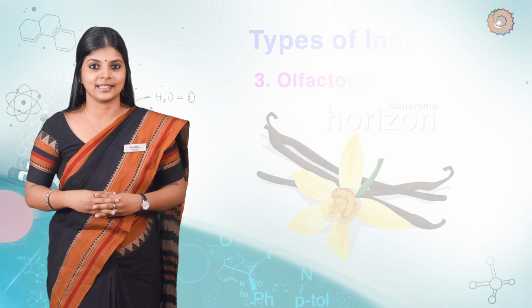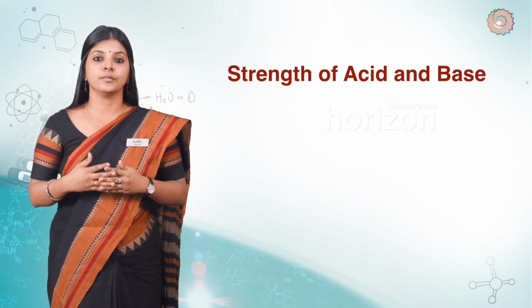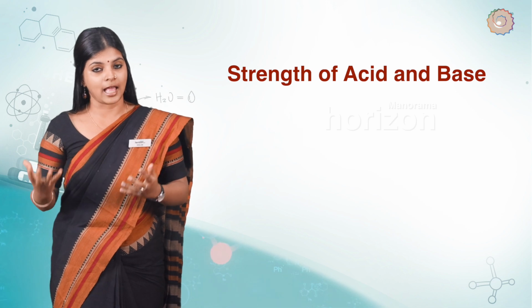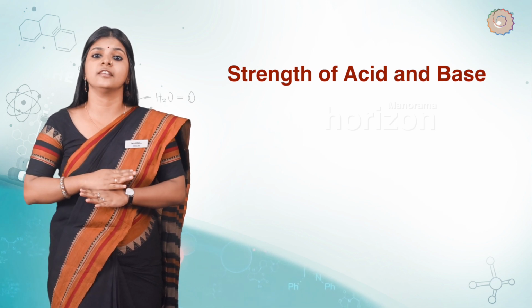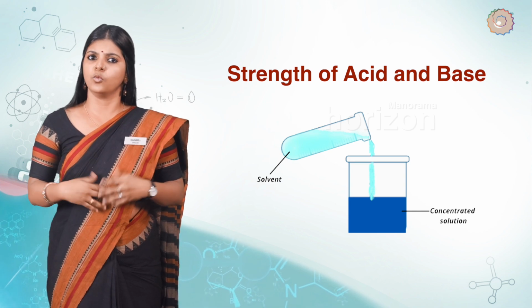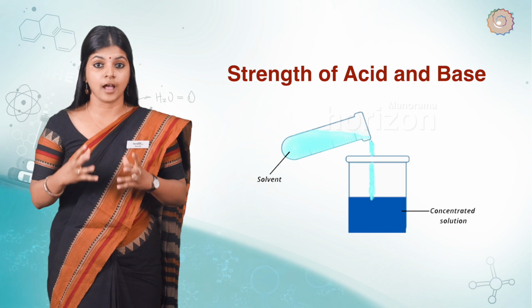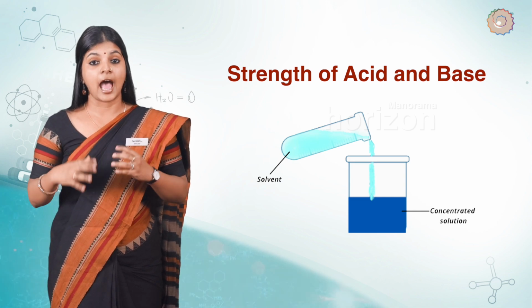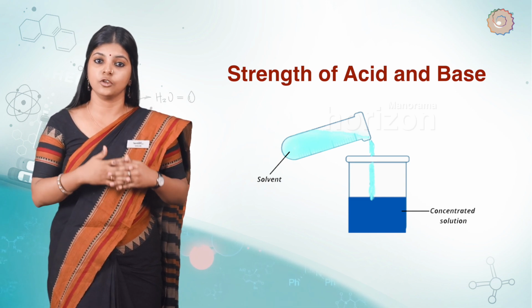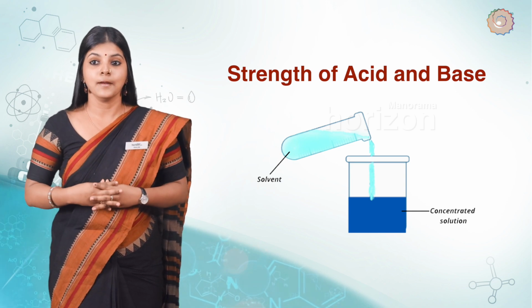Now these three indicators only give us information about whether the solution is an acid or a base, whereas they do not give us any information regarding the strength of an acid and a base. What do you mean by the strength of an acid and a base? The concentration of hydrogen ion in acid and the hydroxide ion in a base per unit volume shows the strength of an acid and a base.